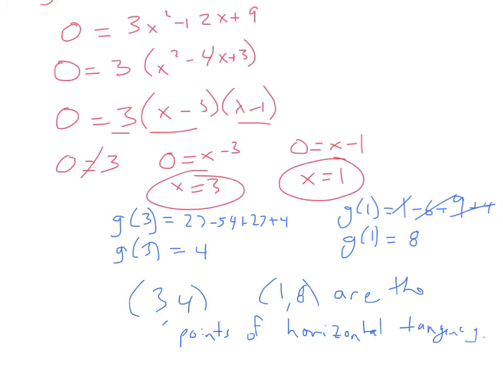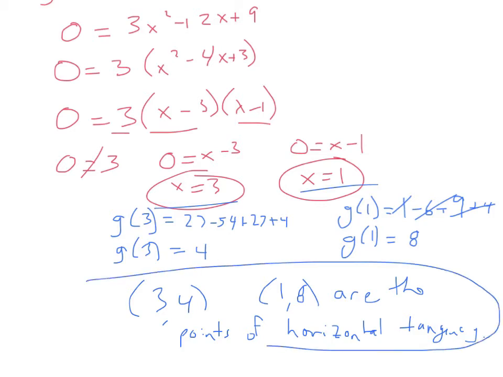Okay, so wonderful. We found the x values where the slope was 0. We plugged those numbers into the original function, and those gave us the y values. These two points are my points of horizontal tangency.